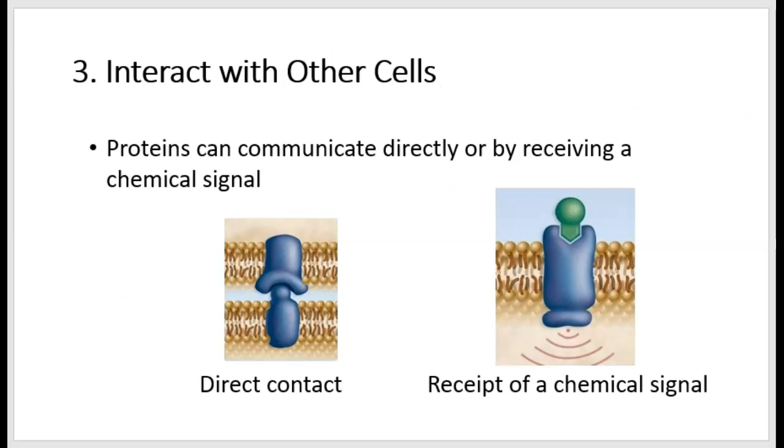This slide shows how membrane proteins can interact directly with other cells for signaling purposes or communication purposes. In one case, two proteins are directly contacting each other, and that could signal one or the other cell to perform a certain function. In the picture on the right, a cell's protein, a transmembrane protein, has received a chemical signal shown in green. Binding of that chemical signal will cause the cell to perform some function interiorly.